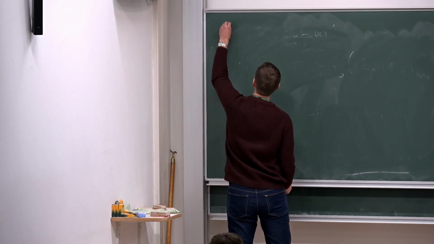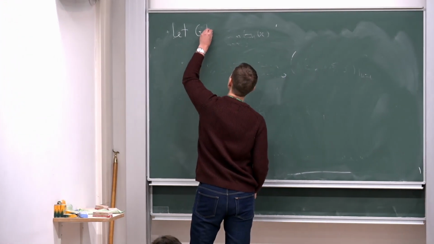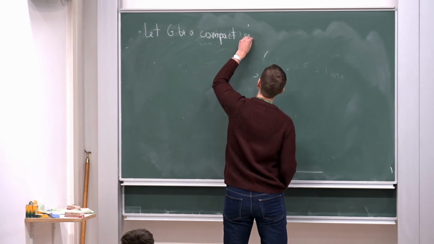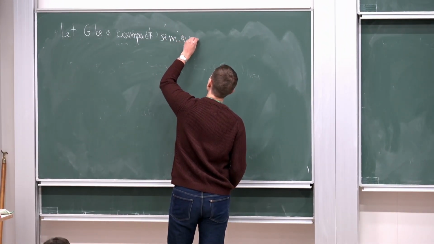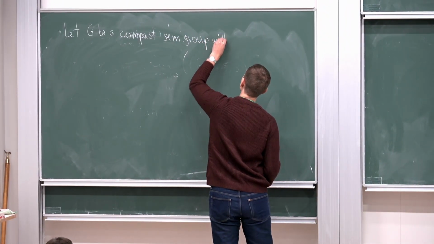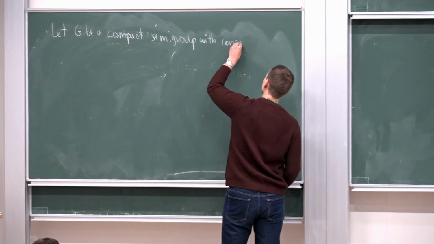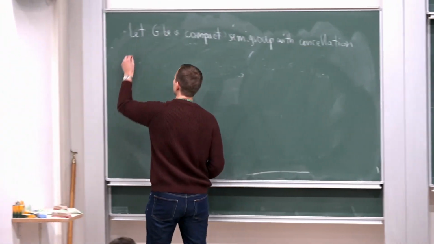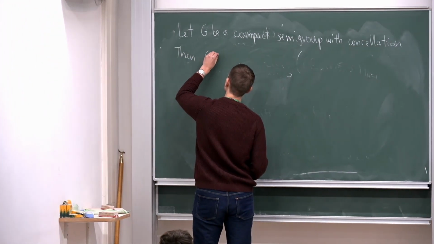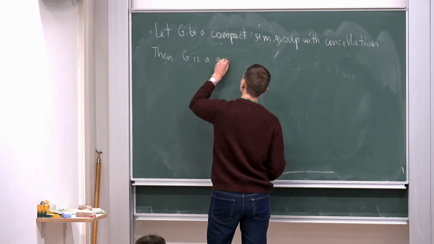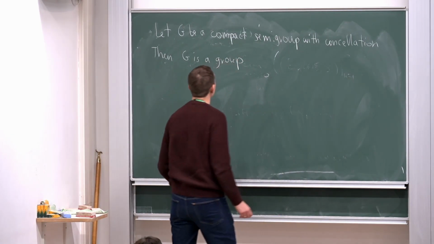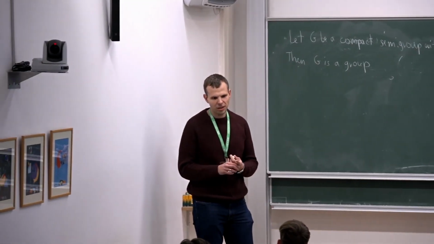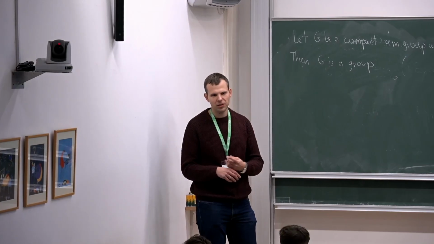So assume that G is a compact semigroup with cancellation, so both left and right, then G is a group. We'll do it in two steps. I mean, we have to do two things. We have to find a unit first, and then we have to show that every element is invertible.